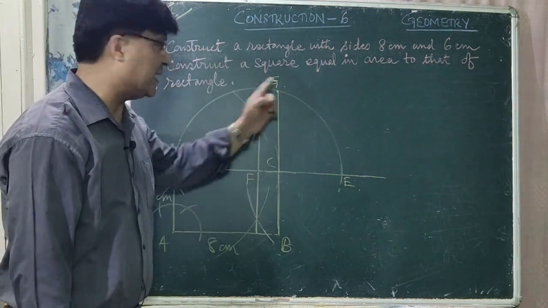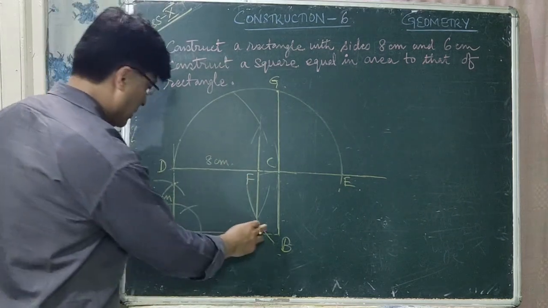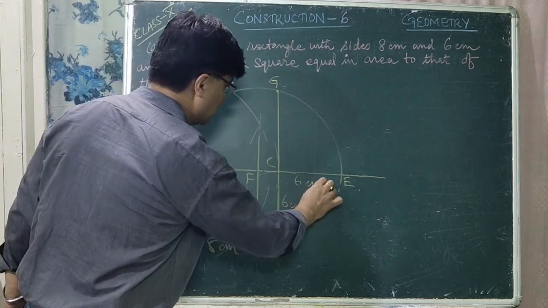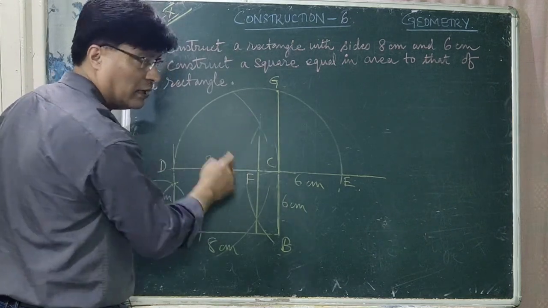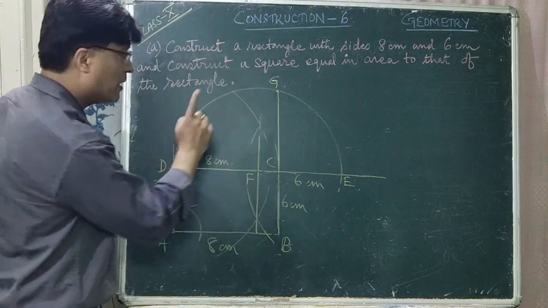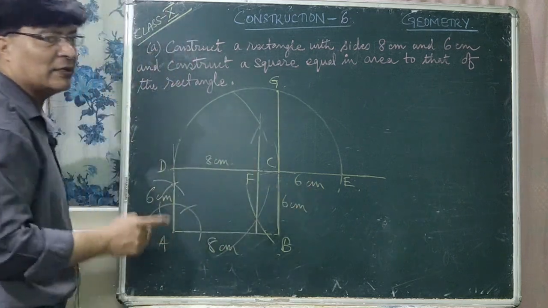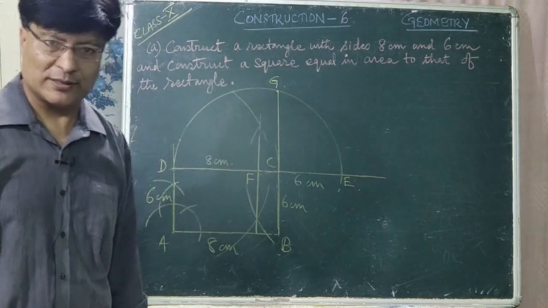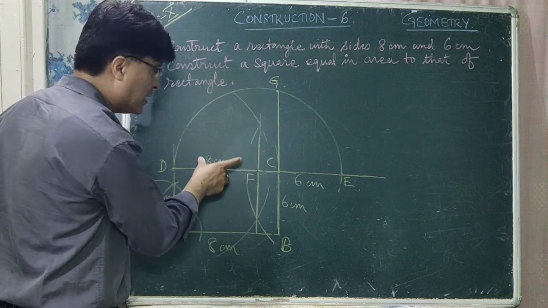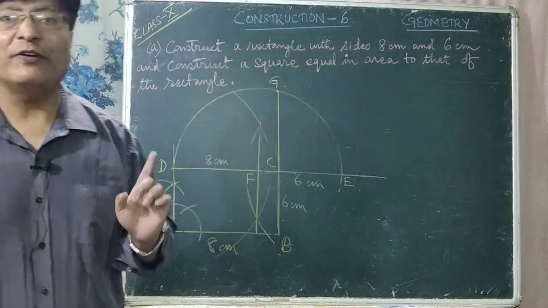Now this CZ, actually what is it? This is your 8 centimeter and this BC is your 6 centimeter, okay? And this C is also the 6 centimeter. That is, this length CZ will give you the mean proportional of 8 centimeter and 6 centimeter that we have done in the previous construction. I think you have understood it. This CZ will be the mean proportional of these two lengths, 8 centimeter and 6 centimeter, and this CZ will be the length of a square.